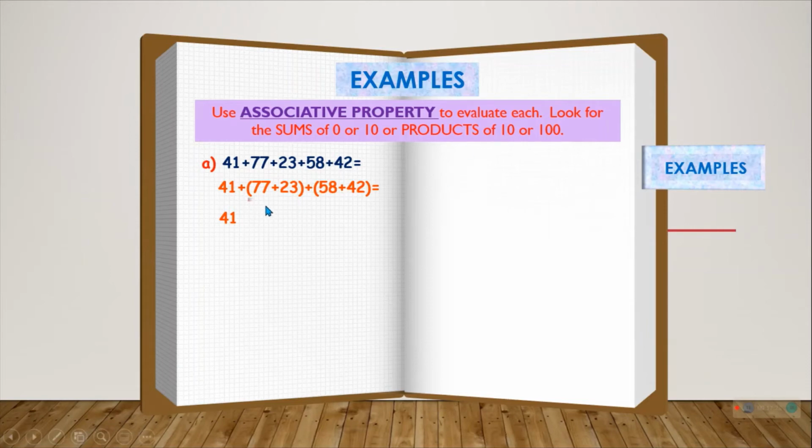Then 77 plus 23, that is 100. Then 58 plus 42 is also equal to 100. So, it is easier to add now. 41 plus 100 plus 100, that is 241.